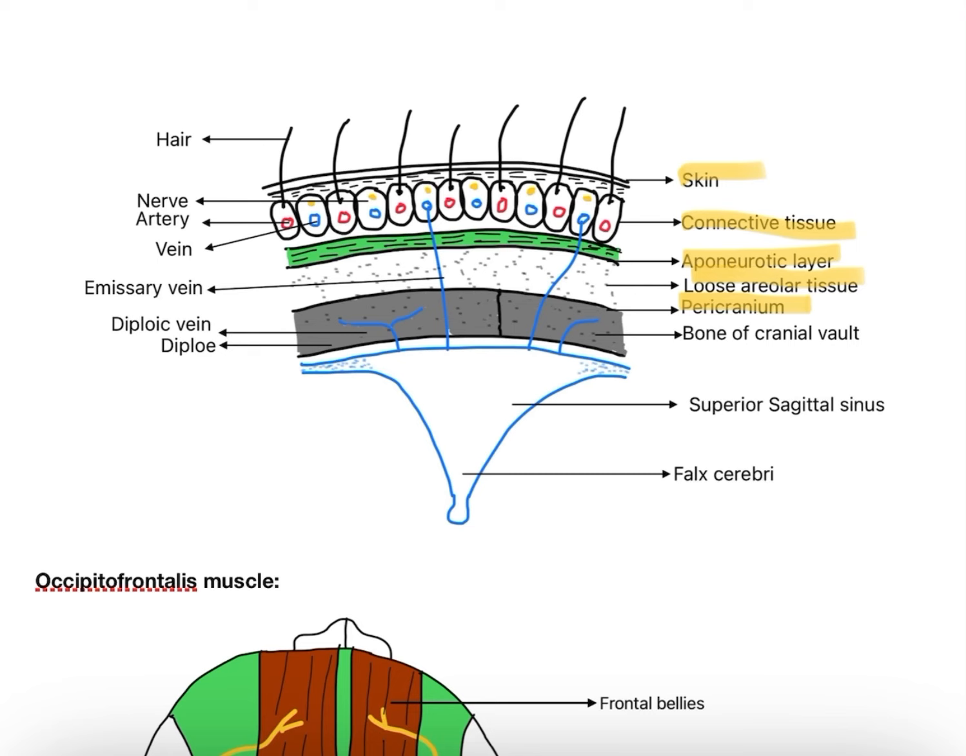This is the superior sagittal sinus and falx cerebri. This is a dural fold, and there are some other parts like hair. Always in anatomy, nerve is drawn in yellow color, artery in red, vein in blue color, and this is the emissary vein, this is the diploic vein, and that is the diploe.